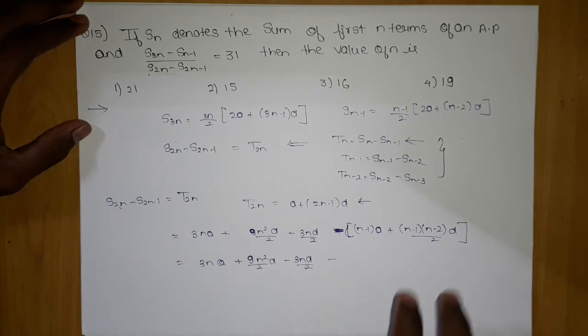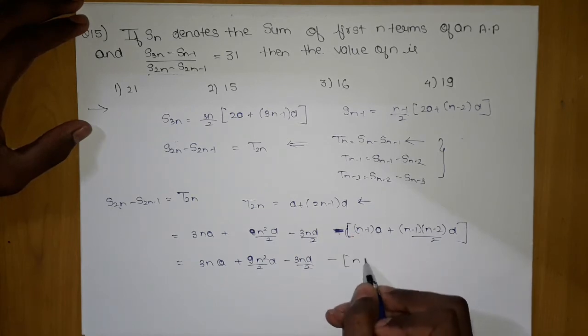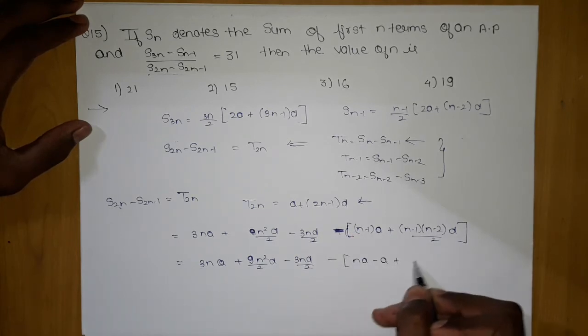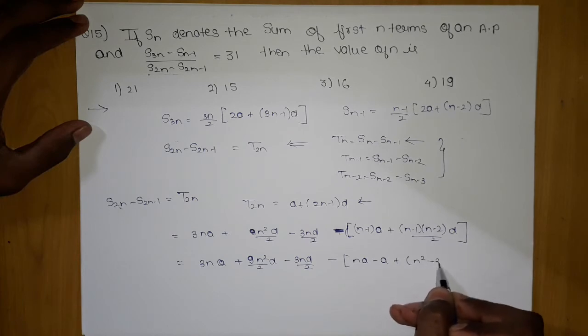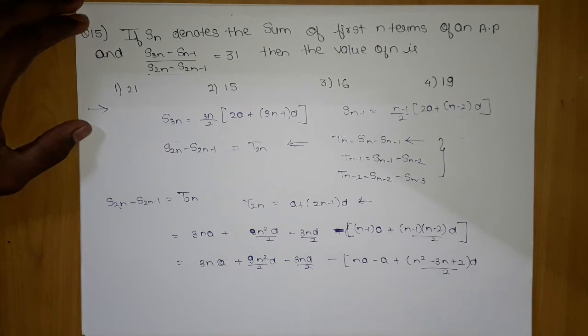Okay, then what we will do? We will try to multiply them, which will give me na minus a. This multiplication will give me n square minus 3n plus 2, into d by 2. Okay, so we got this thing.